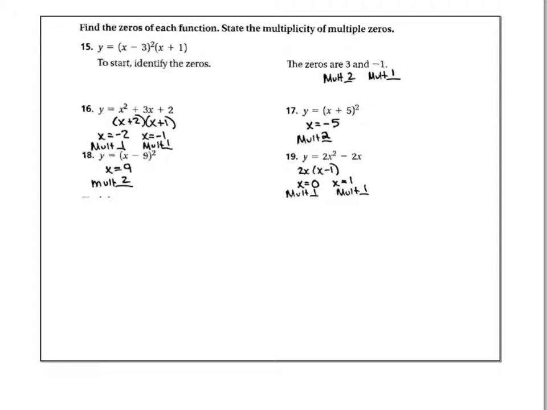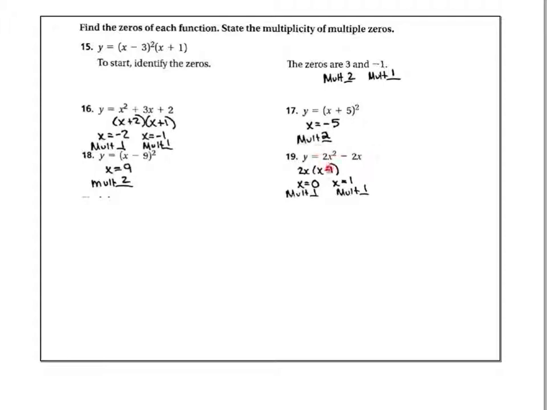Here's your homework from last night. This was like problem 1 on the warm-up. They didn't have you sketch any of these, but keep in mind you do need to be able to do that. So 15, multiplicity of 2 and 1, because they actually already solved the zeros for you. 16, they each had a multiplicity of 1, your -2 and -1. 18, x equaled 9 with a multiplicity of 2. Over here, -5, multiplicity of 2.